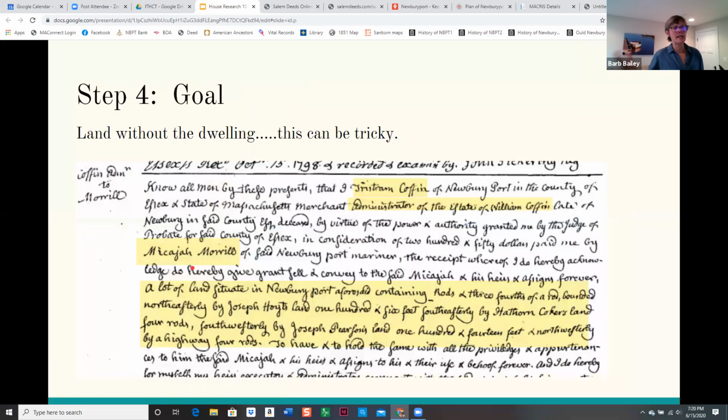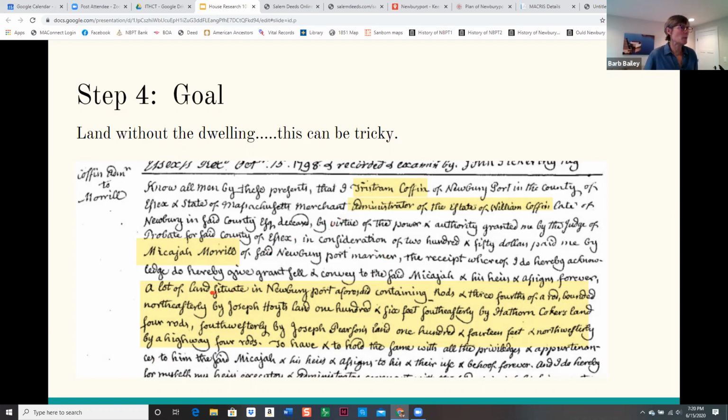And so again, the goal is to get to the point where you have a plot of land without a dwelling. So this deed is from 1796, and this is part of the same deed chain of my house. And by the way, as a former 5th grade teacher, it really is helpful to be able to read some of this writing, because some of the cursive can be tricky to read. So if you're good at reading cursive, that's also a plus.